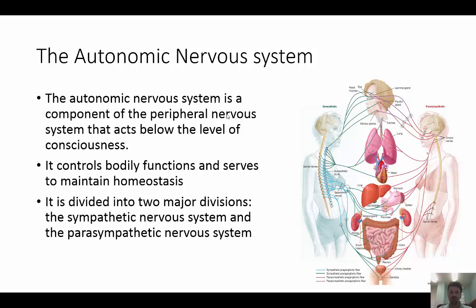And the function of the autonomic nervous system is to maintain body homeostasis. Homeostasis is a term which simply means your body has to have a fairly constant internal environment in order to function. Let me give you a very simple example of homeostasis.